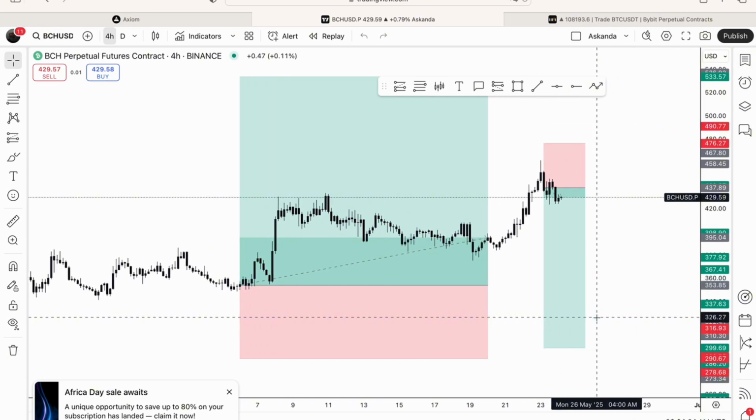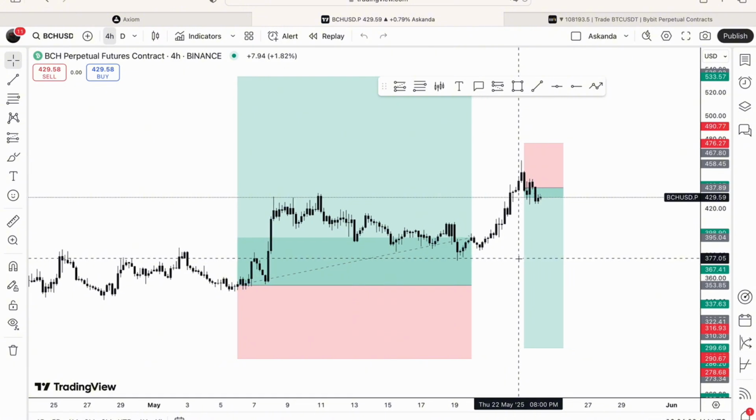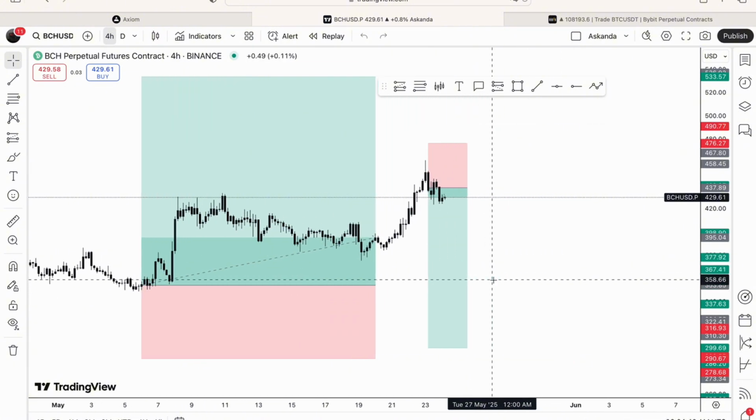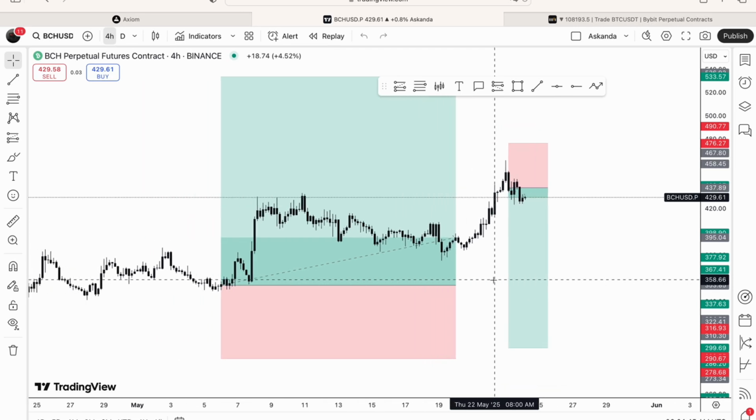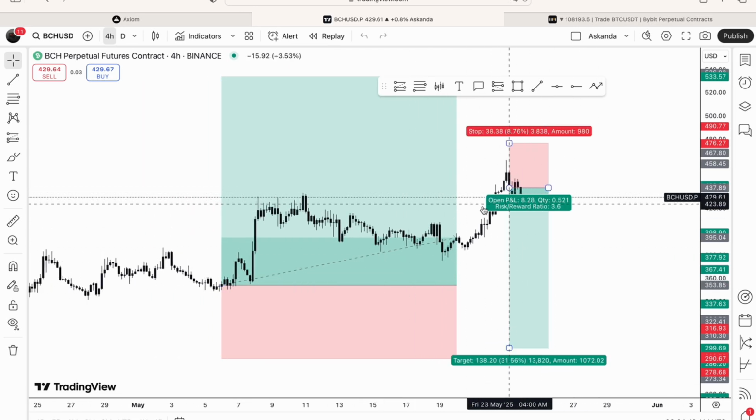You remember I always tell you guys, the strategy that we are using, no matter what, the trade will go in our favor. You just don't over leverage. Once you don't over leverage, you are going to make a lot of money. So you can see this trade is now going in our favor, and this is just the beginning.